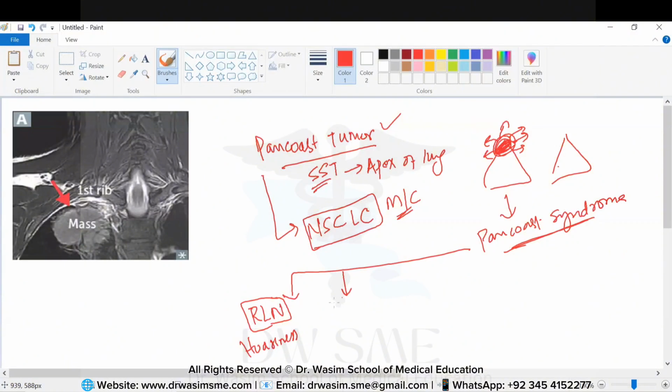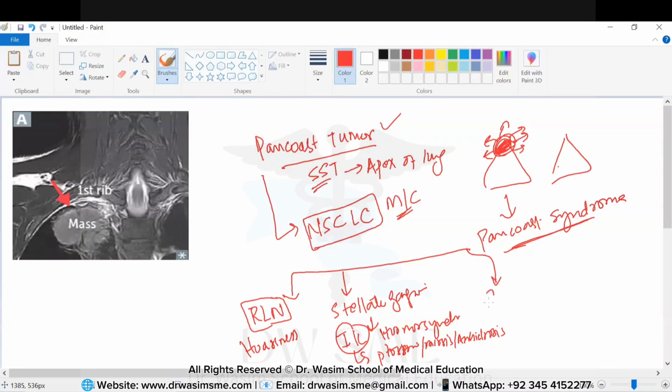If it affects the stellate ganglion, the patient will be having ipsilateral Horner syndrome. And Horner syndrome is characterized by ptosis, miosis, and anhidrosis, and they will be on the same side.